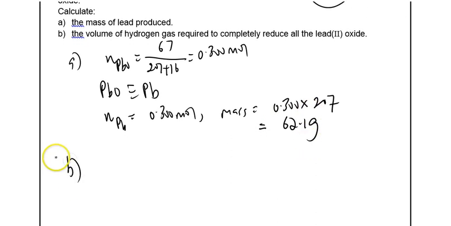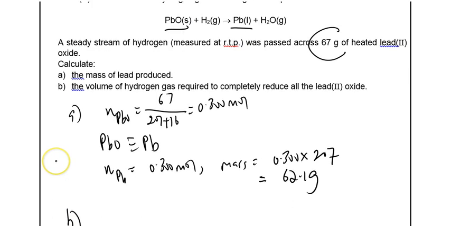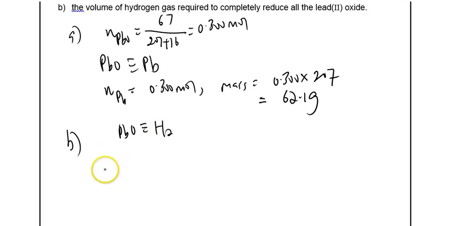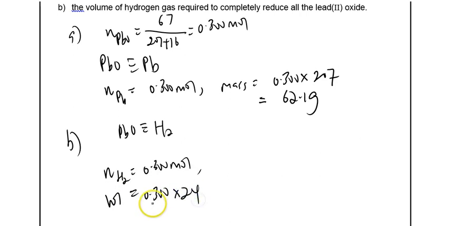Part B is the same as part A. PbO reacts with 1 mole of H2, 1:1. So the number of moles of H2 is also 0.300 moles, which means that my volume will be 0.300 multiplied by 24, number of moles times 24, giving 7.20 dm cube of hydrogen gas required for the reaction.